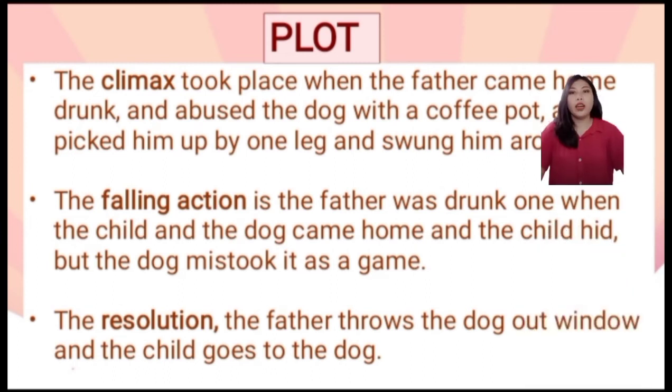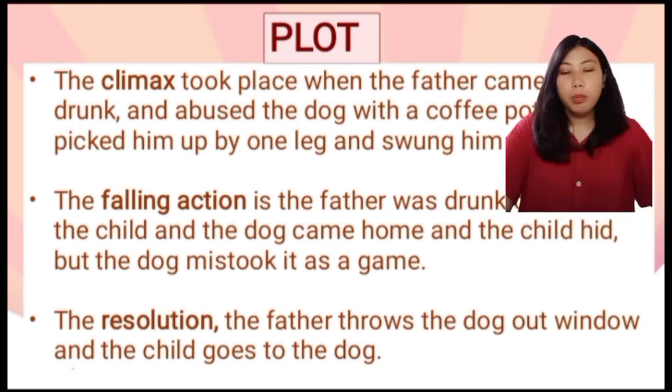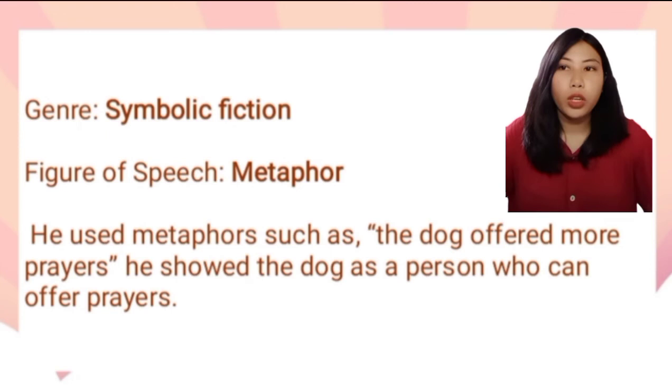And now we are here in the falling action of the story. The father was drunk when the child and the dog came home, and the child hid, but the dog mistook it as a game. And finally, we are here in the resolution and the ending of the story. The father throws the dog out the window and the child goes to the dog. Let us proceed to the genre of the story.